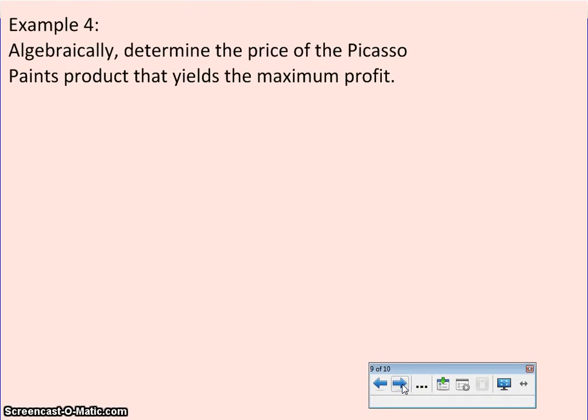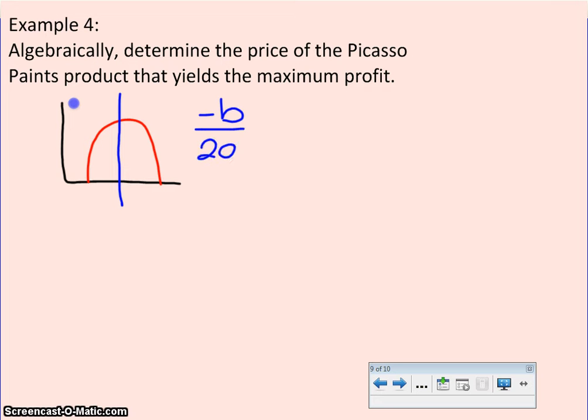All right, last example. Algebraically determine the price at which the products maximize the profit. So looking at this, it happens at our axis of symmetry. So when we think of our graph, and we've got here our profit equation, that axis of symmetry is what comes right down the center of it. And it's the part of our quadratic equation, which is the negative b over 2a.